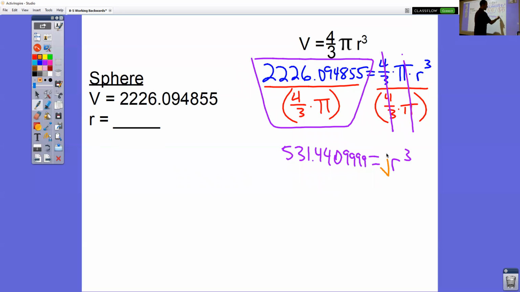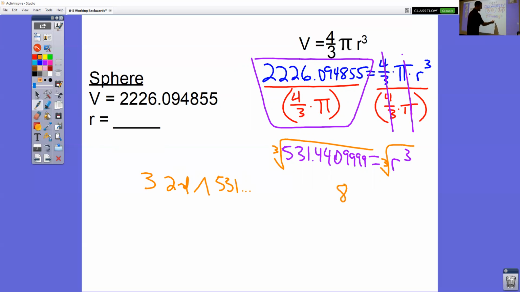As the last step, we have an r cubed. The opposite of cubing a number is to take the cube root of a number. So we want to take the cube root on both sides. So again, you're going to type in 3, second button, caret button, and then that big long number, that 531.44 and so on. So when you go and do that, you should get an answer of 8.1. So that is what our radius is.